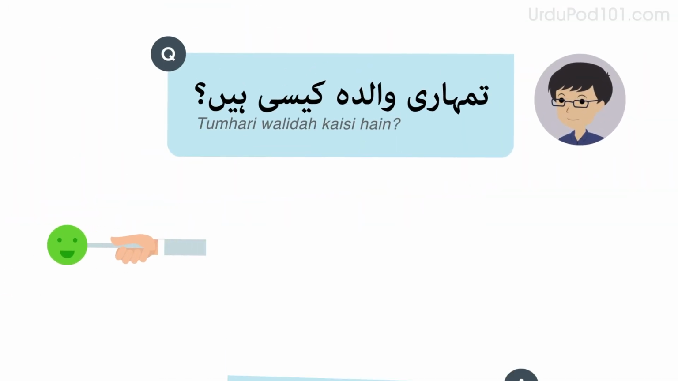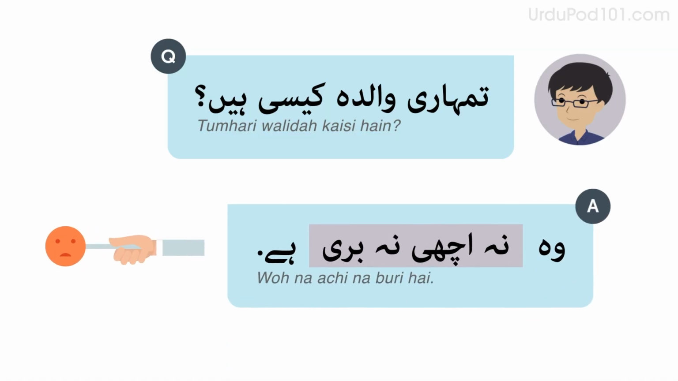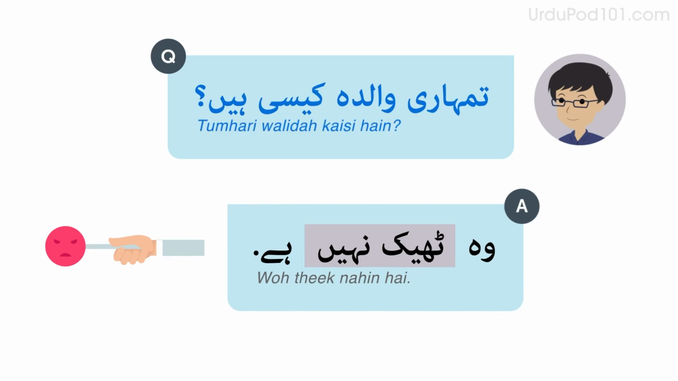Let's look at some examples. Listen and repeat or speak along with the native speakers. Tumhari walida kaisi hain? Woh bahut achhi hai. Tumhari walida kaisi hain? Woh na achhi na buri hai. Tumhari walida kaisi hain? Woh theek nahin hai.